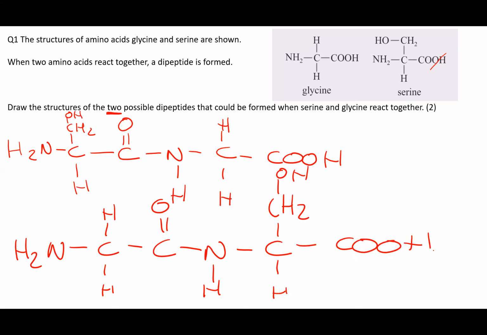And so these are the two structures of the possible dipeptides. So as you can see, it's just a difference of which way around that dipeptide link has formed. So it's basically if it was glycine plus serine, or if it was serine plus glycine. So this one's if serine then joined to glycine, and the other one's the opposite way around.